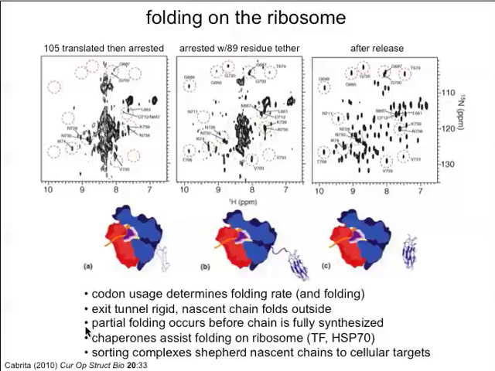And the data that I just described to you shows that partial folding occurs even before the chain is completely synthesized and released from the ribosome. What the data don't show you is that chaperones, I mentioned that word chaperone a moment ago, assist the folding on the ribosome. Not in this particular case, but in other cases that we'll describe in just a moment, chaperones play an important role of making sure proteins that are translated are immediately allowed to fold to their proper structures. Sorting complexes shepherd nascent chains to their cellular targets, so there is a complex machinery that takes those nascent chains and delivers them where they need to go.